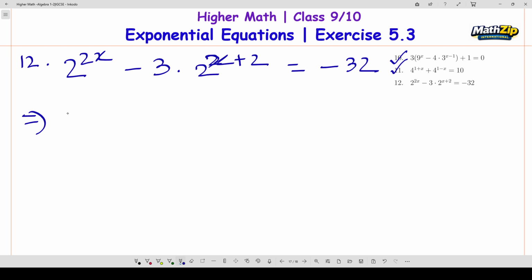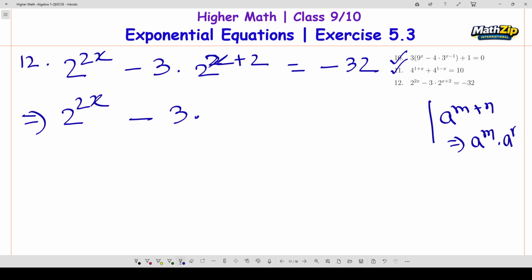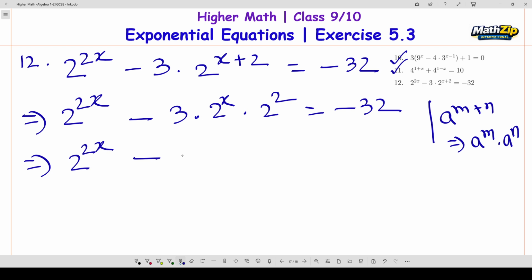So first, we know a to the power m plus n can be written as a to the power m times a to the power n. So here 2 to the power x plus 2 we can write as 2 to the power x times 2 square, equals minus 32. Now here is 2 to the power 2x minus 2 square means 4, 4 times 3 is 12, times 2 to the power x equals minus 32.